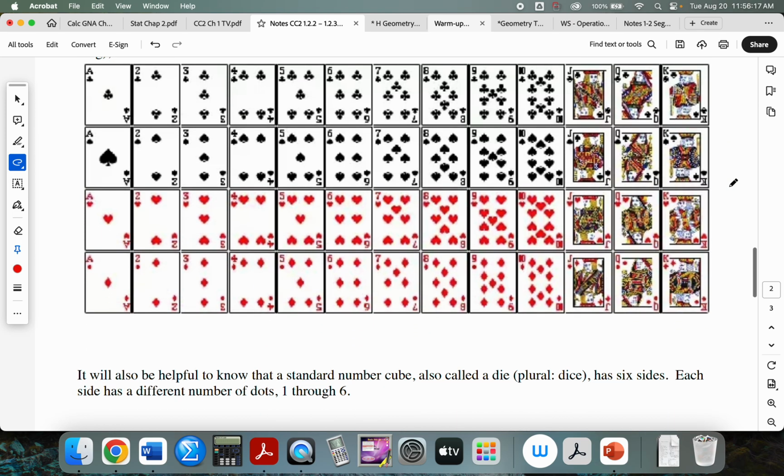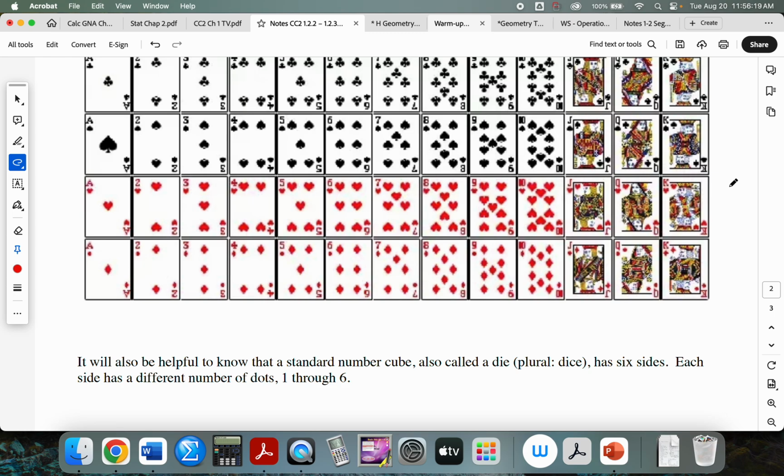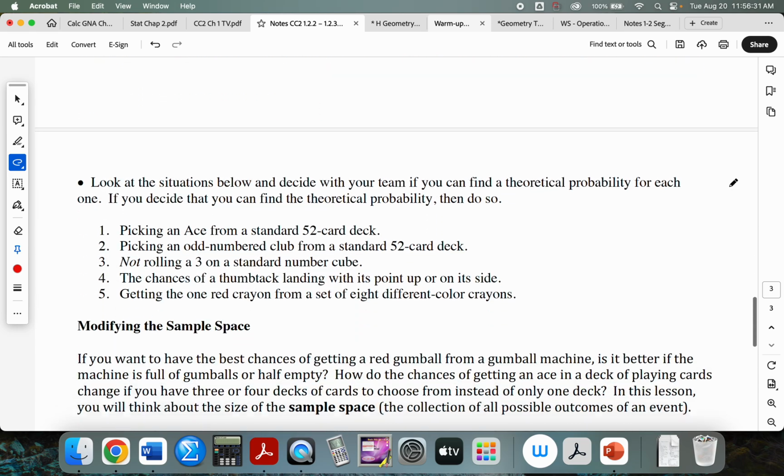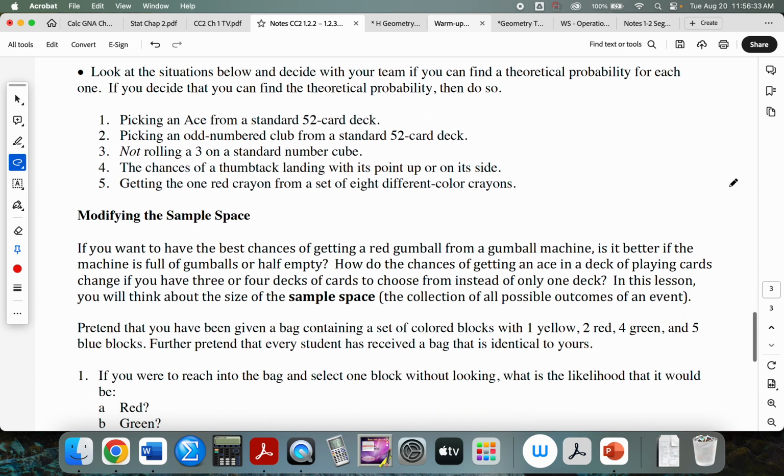All right? So it will also be helpful to know that a standard number cube, also called a die, plural of which is dice, has 6 sides. Each side has a different number of dots, 1 through 6. All right. So let's look at these situations and decide if you can find the theoretical probability for each one. If you can find the theoretical probability, do so.